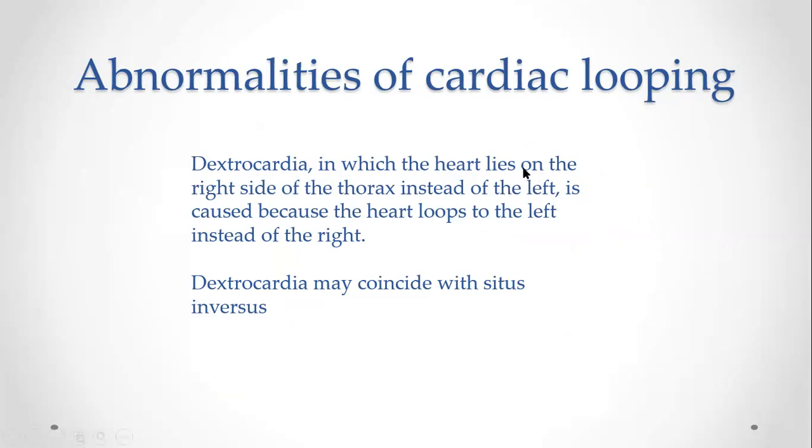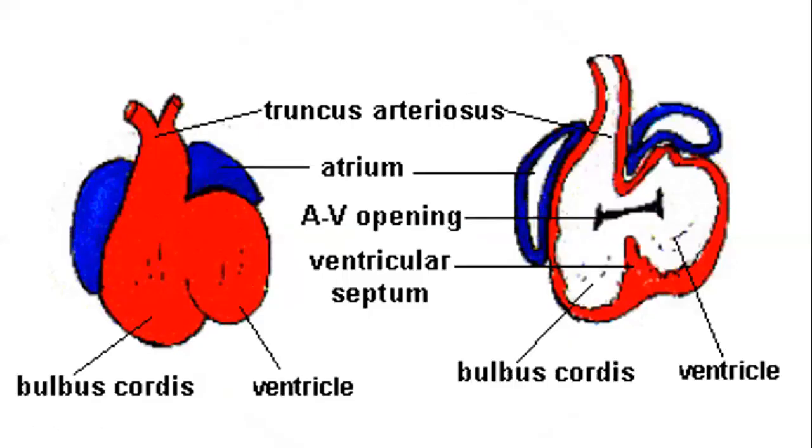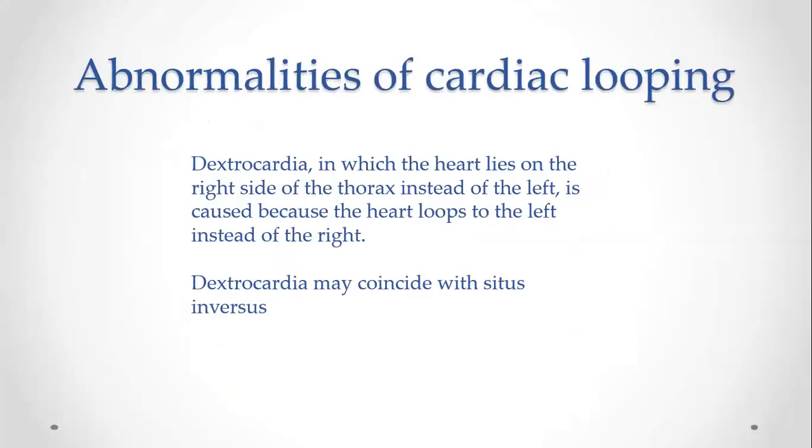Dextrocardia, in which the heart lies on the right side of the thorax instead of the left side, is caused because the heart loops to the left instead of the right. As you can see here, the bulbous cordis has looped towards the right. If it loops on the left side, then the whole heart moves towards the right side, and that leads to a condition called dextrocardia, where the heart is present on the right side instead of the left side.